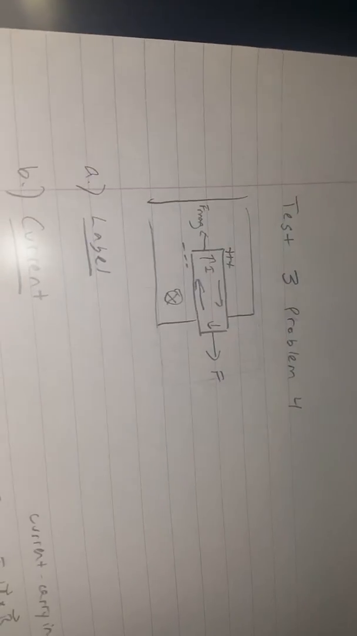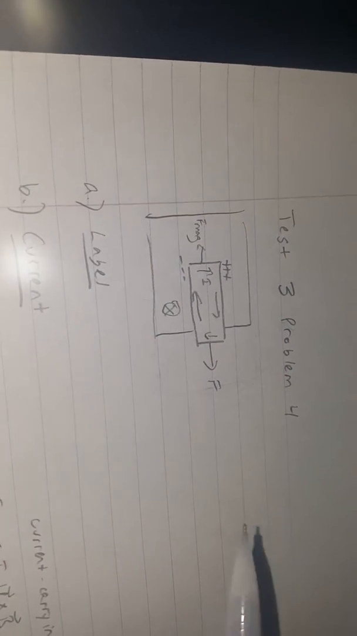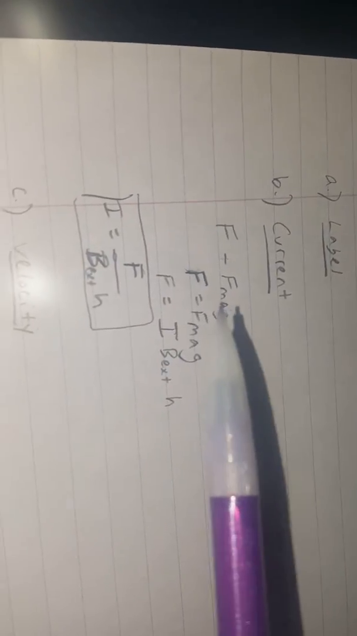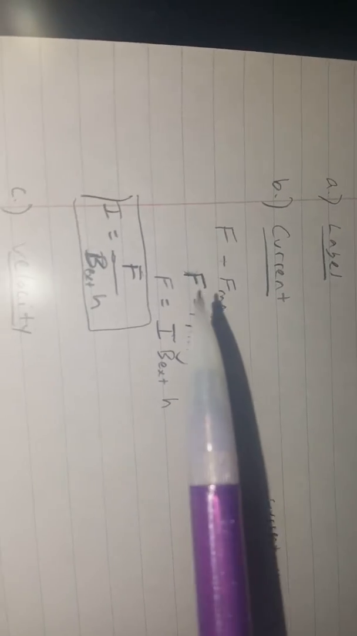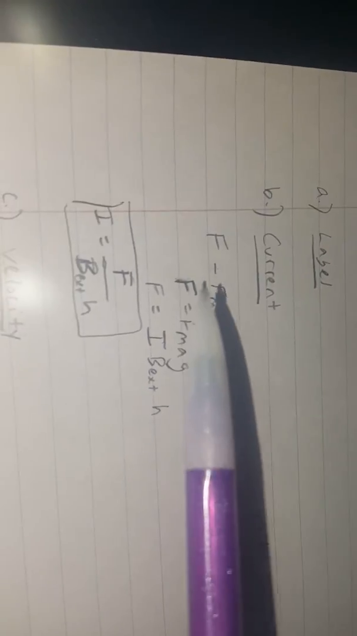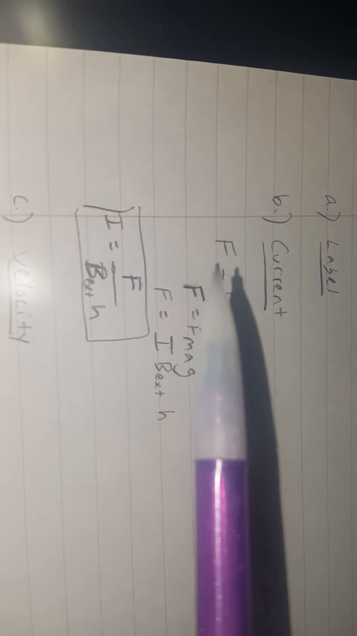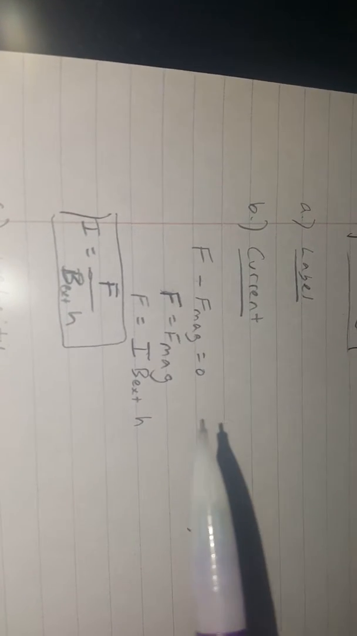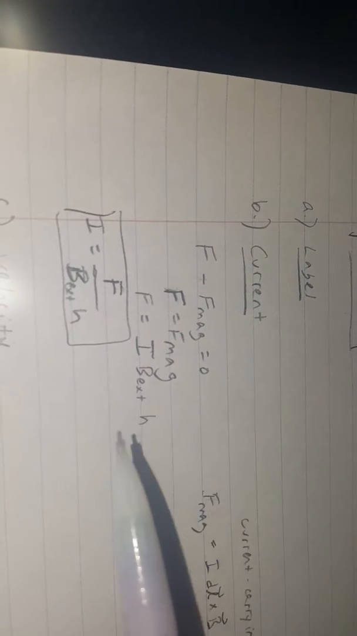And so from knowing that the loop is traveling at constant speed, you know that the magnetic force and the force acting on the loop cancel out. And so to determine the current, you just simply write a sum of forces equation. So the sum of forces on the loop is equal to F minus F magnetic equals 0. So F is equal to F magnetic.